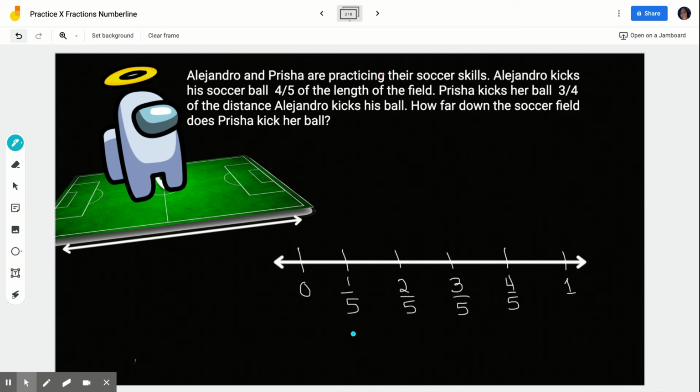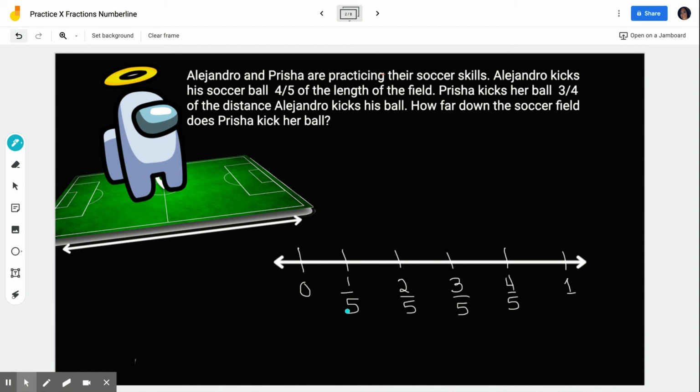So this is problem number 2, using a number line to represent multiplication of fractions. This is when we're trying to find a piece of something, or a piece of a piece. I've already labeled this number line. It says Alejandro and Prisha are practicing their soccer skills. Alejandro kicks his soccer ball 4/5 of the length of the field. So we can imagine that's not quite the whole field, but almost.